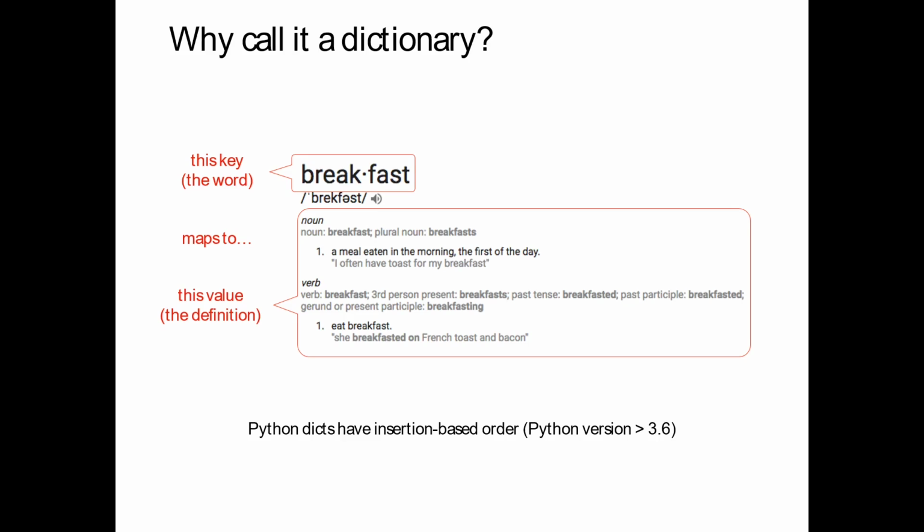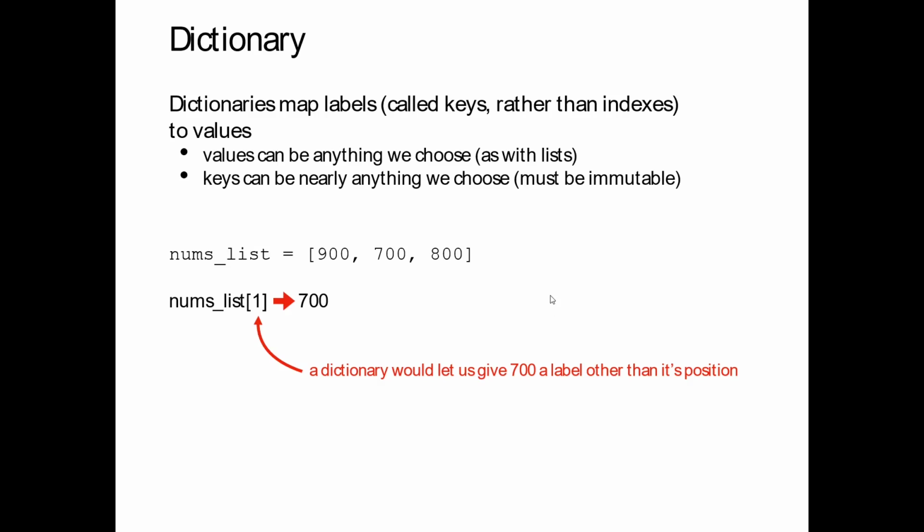We don't have to really worry about that, because looking something up in a dictionary, Python will take care of that for us. So we don't need to worry about being able to find it quickly. Again, dictionaries are going to map the labels, called keys, to values.